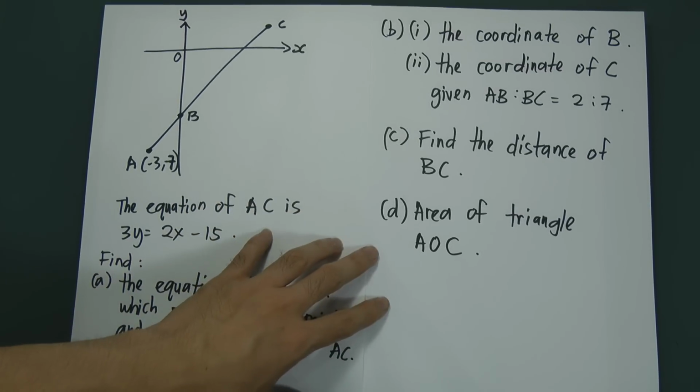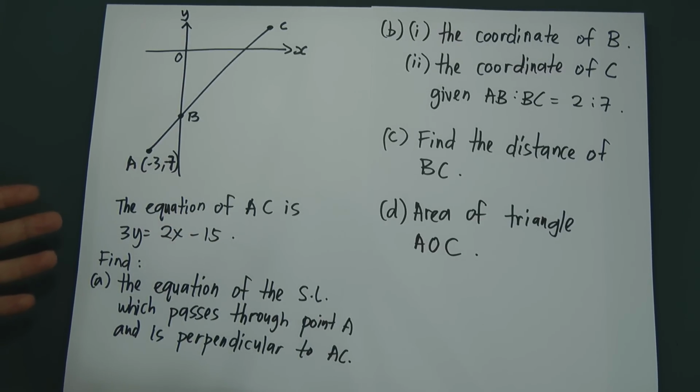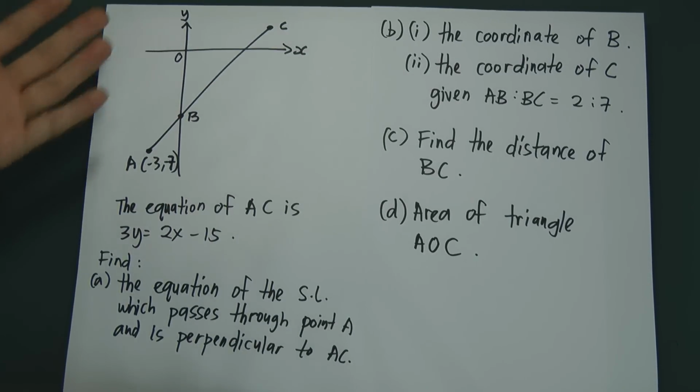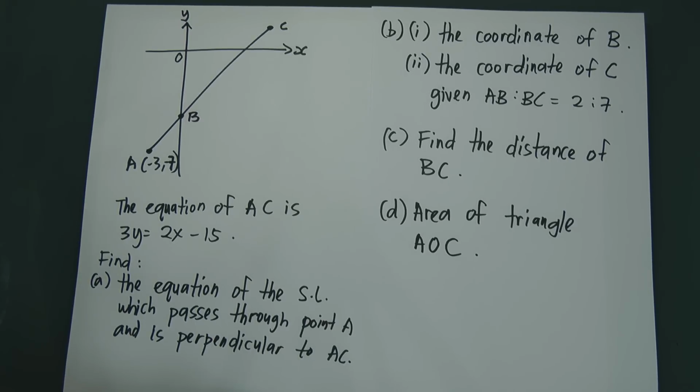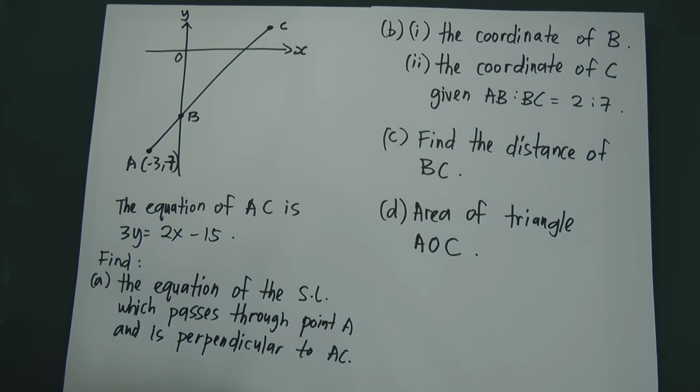Okay, anyway, let's not waste your time. In this video I will cover how to find the perpendicular gradients and how to find the equation as well. At the same time I will cover how to get the ratio, how to use the ratio to find the coordinate C, and then the distance and the area. In the geometric coordinate chapter you need a better understanding of the questions. So let's start with part A first.